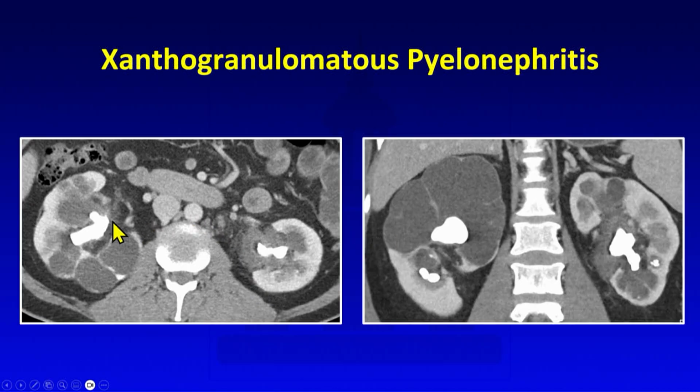This is a pretty classic example of XGP in which we see the staghorn calculi in both kidneys, and then this abnormal low density areas within the kidney which are replaced with those lipid-laden macrophages.